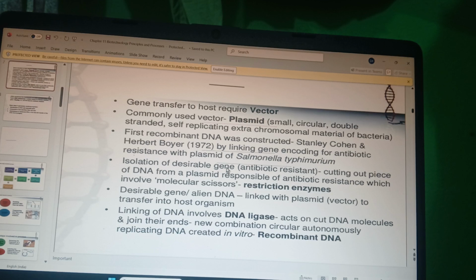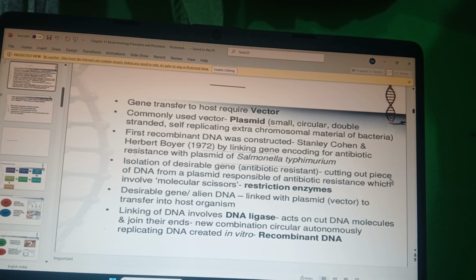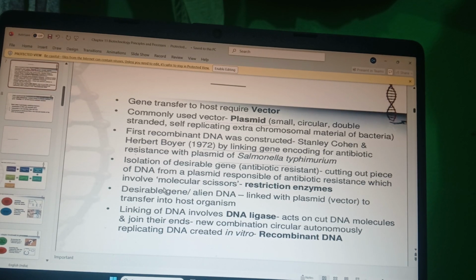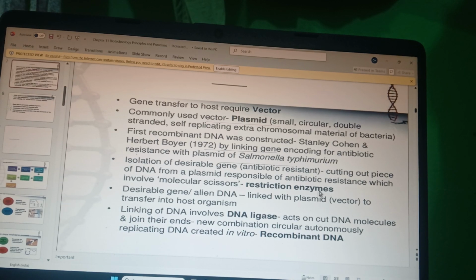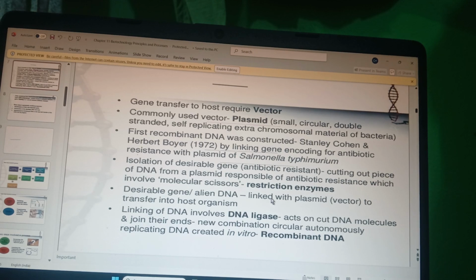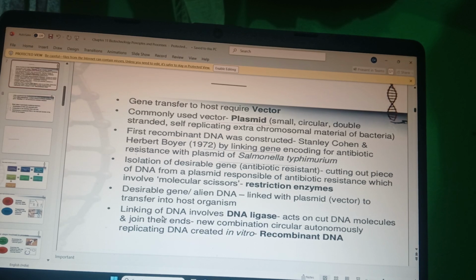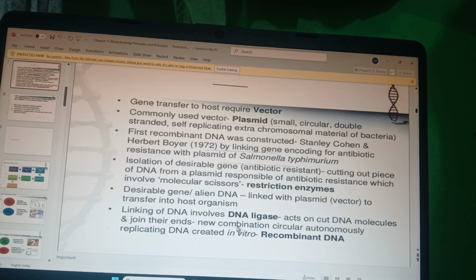Isolation of desirable gene for antibiotic resistance: cut out the piece of DNA from the plasmid responsible for antibiotic resistance, using molecular scissors or restriction enzyme. The desirable gene or DNA is linked with the plasmid or vector and transferred into the host organism. To link the DNA, we introduce DNA ligase.